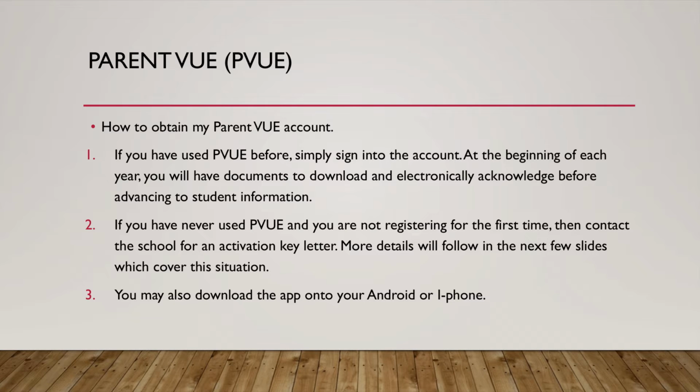You may also download the app onto your Android or iPhone, but before you download the app, make sure that you have already set up your account with Parent View, and if you need the activation letter, you will need the activation letter to do that, so be sure to contact your school.